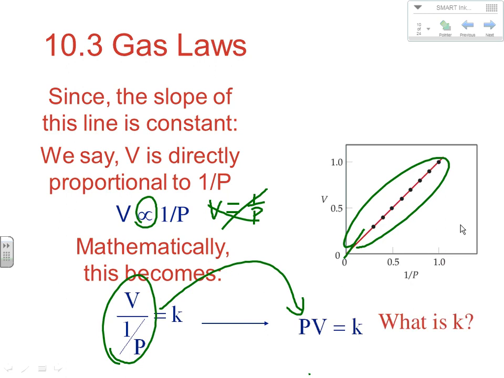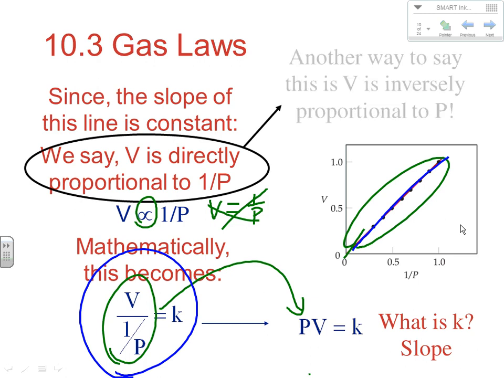Now, what does K actually represent? Remember what we're actually doing here, from this graph, is the slope of that line. So what K actually represents is the slope of our graph line. Remember, we said it's a constant slope. Well, that's actually what this K equals, the slope of that line.